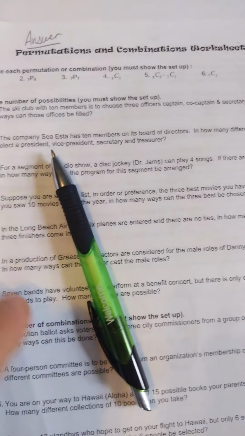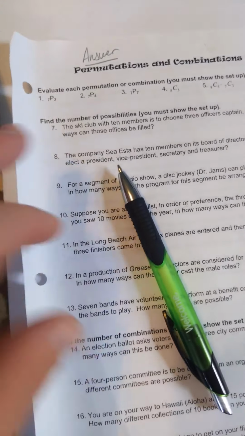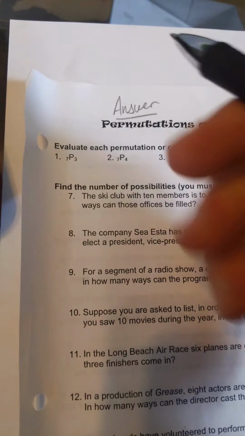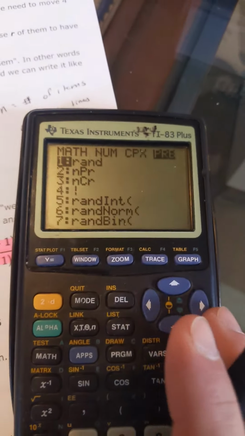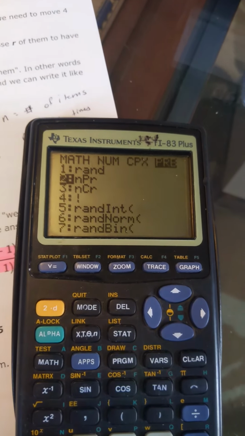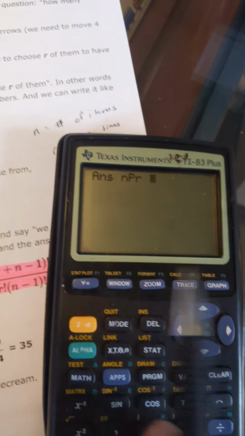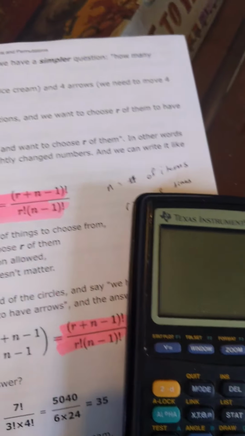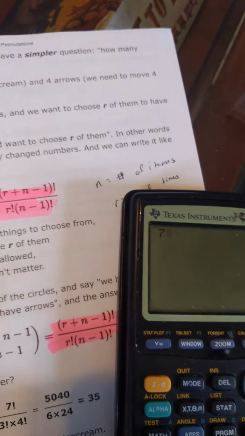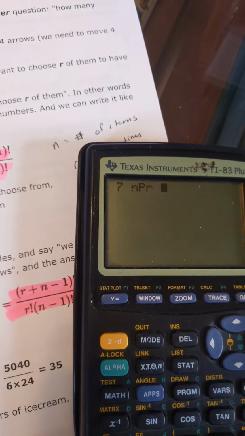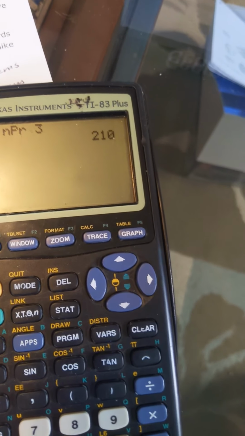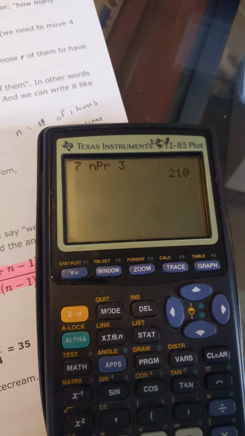If I'm just looking at our permutations and combinations worksheet here: evaluate each permutation or combination. You must show that setup. This one is pretty straightforward. If you go to your calculator, we're doing nPr. You have to make sure that you type in your numbers in the correct order. So I'm going to go 7, math, probability, nPr, 3. And that is 210. 7 permute 3 gives you 210.